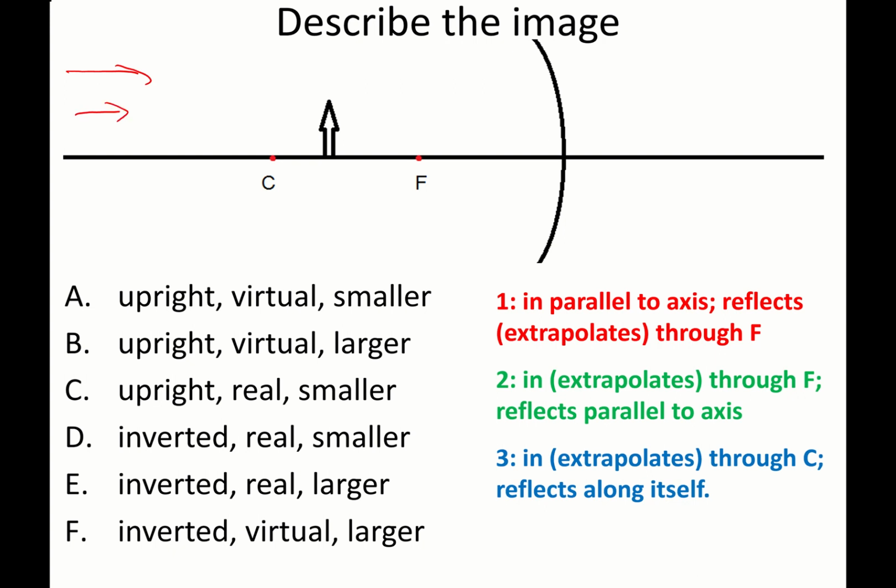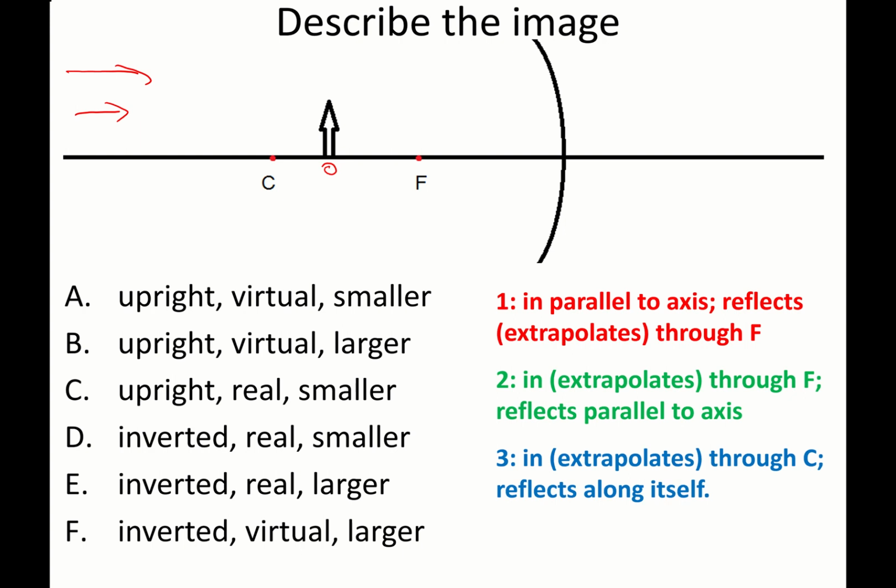So we've drawn the mirror. We've drawn the principal axis, which is the horizontal line. We've drawn the focal length and the center of curvature, which is twice as far out as the focal length. And so here we have an object O that's outside of F but inside of C. So the first thing we have to do is draw these three special rays, and then we want to figure out how we would describe the image.